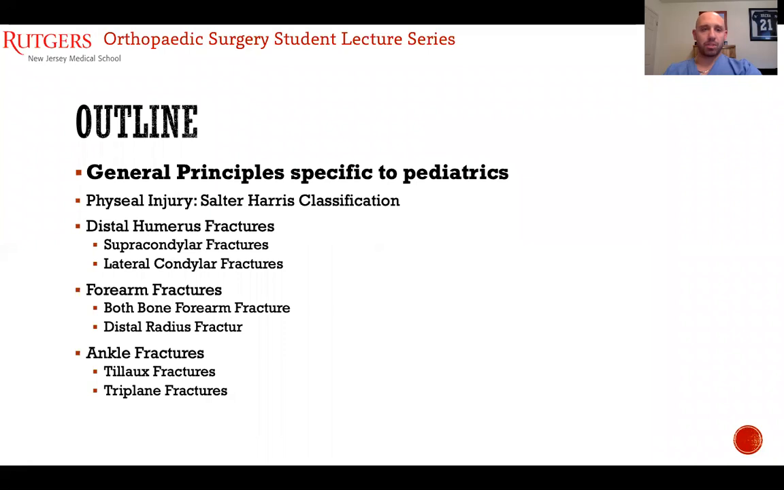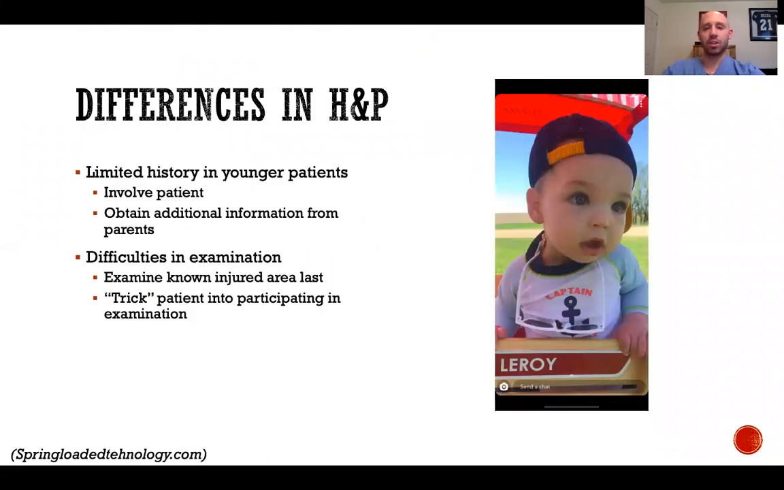So let's talk about some general principles of peds. There's a little bit of differences in just how you take a history and physical, because in younger patients, they're going to give you a limited history. Some of them can't talk. Some of them are scared to talk. So initially, when I see a pediatric patient, I try to involve them if they're of age to talk, and just ask them simple questions like, hey, buddy, how'd you get hurt? What hurts? Can you point to where it hurts? And then you can involve the parent and get some more additional information about the specifics of the injury, and then especially about their past medical history, if they have any allergies, things like that.